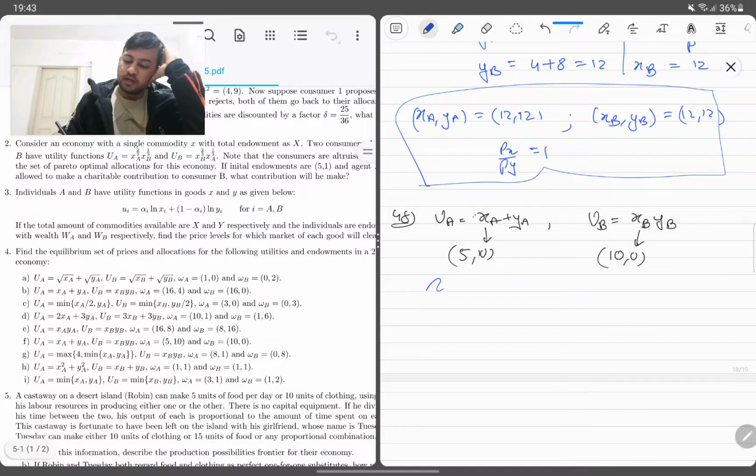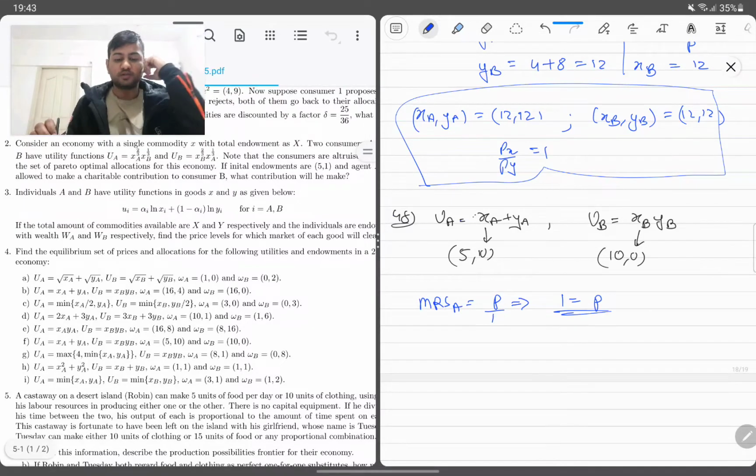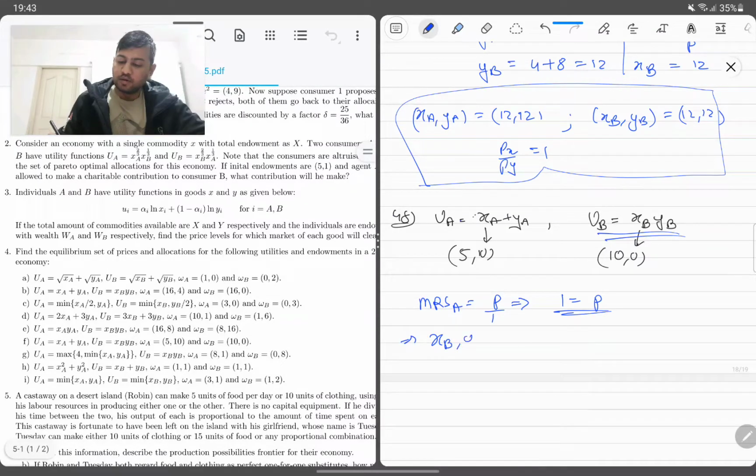Okay, so that we will assume. So let's assume MRS of A is equal to price vector P by 1, which implies P1 is equal to P. Okay, so Px is 1, Py is 1. Now with that sorted, let's try to find the xb comma yb. If you solve utility maximization, this will turn out to be equal to 5 comma 5, which implies xa comma ya.